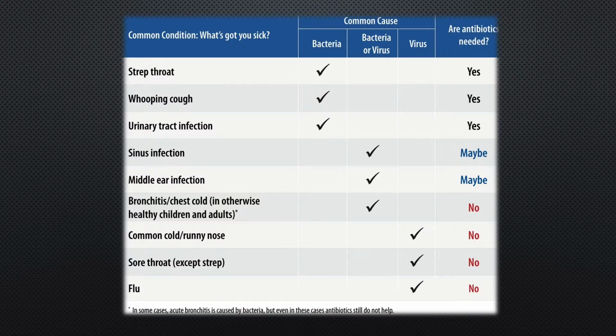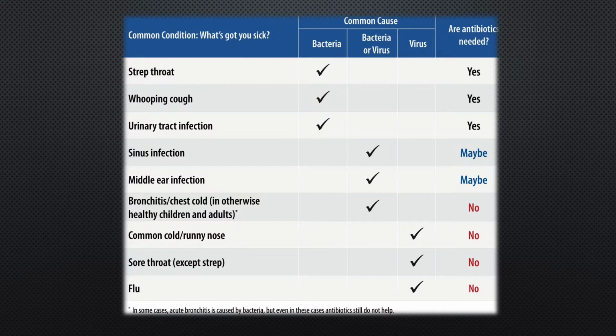And here's just another little slide about when it would be appropriate to use each kind. So, strep throat is bacterial, so you would treat that with antibiotics. Whooping cough, bacteria, so you would use antibiotics. Urinary tract infections, antibiotics. Sinus infection, it just depends on its bacterial or viral nature. And middle ear infections are the same way.